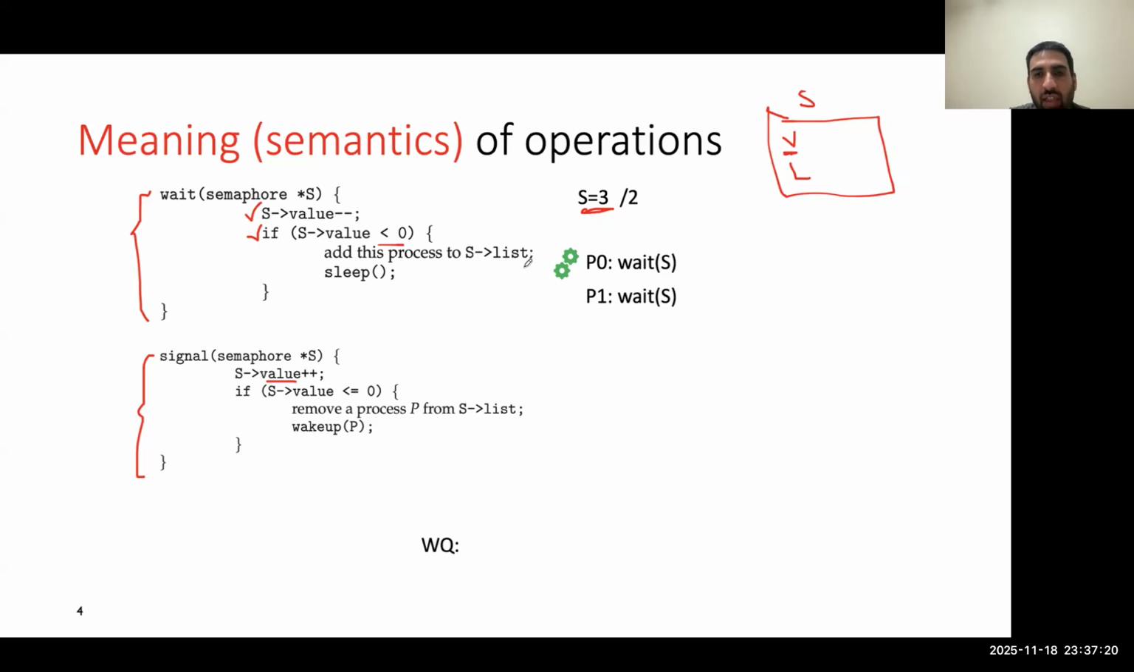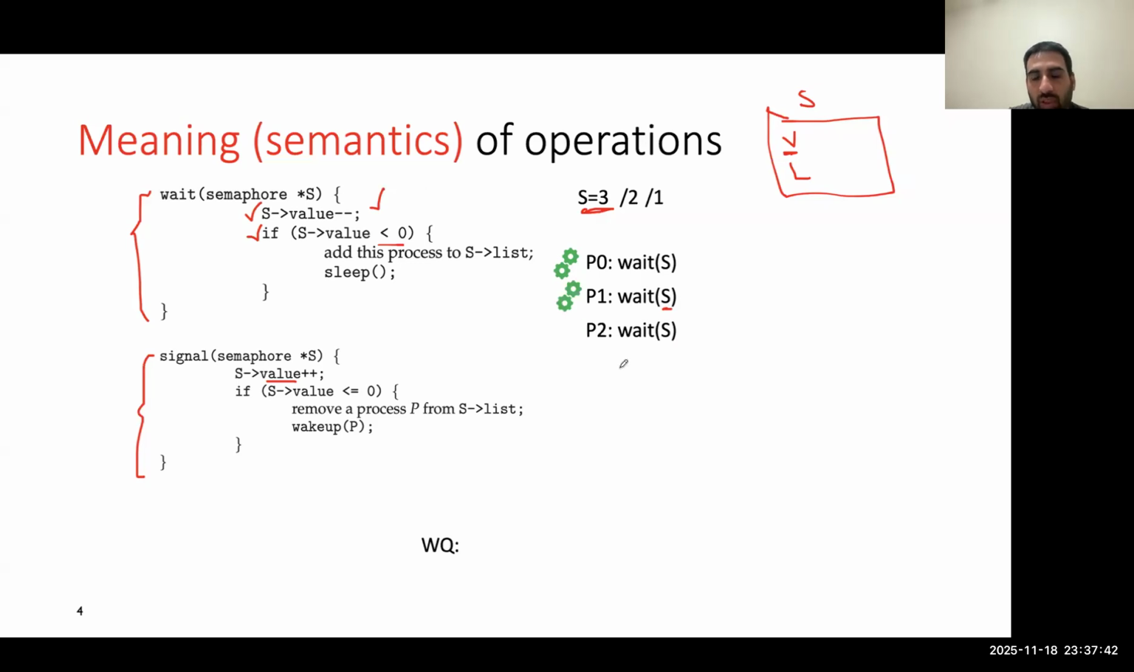Now let's say after that another process P1 executes the wait on the same semaphore, right? So what will happen? The value will be decremented again. So this time it will become 1, and again it will be tested against 0. Since still it is not less than 0, P1 will not be blocked, or put to sleep. It will again continue running.